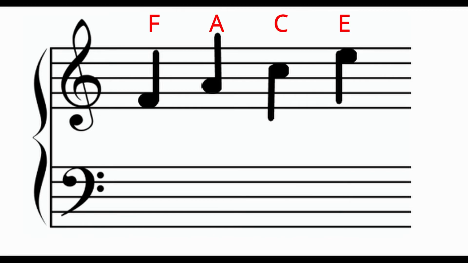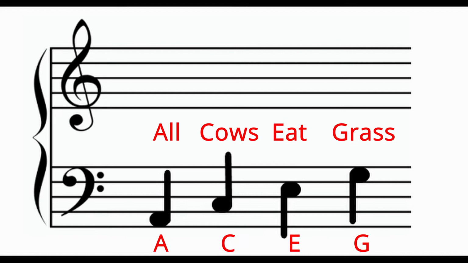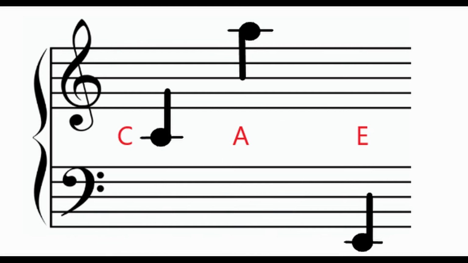The space notes on the treble clef spell out FACE. Moving on to the bass clef, use the phrase "Great big dogs fight animals" for the line notes, and "All cows eat grass" for the space notes. Some notes are not written directly on the grand staff. We call these notes ledger lines, such as middle C, high A, or low E. These notes continue following the same rules as the notes on the grand staff.